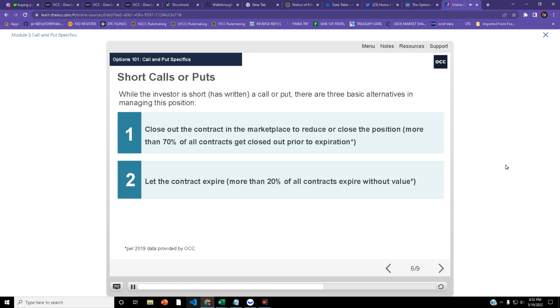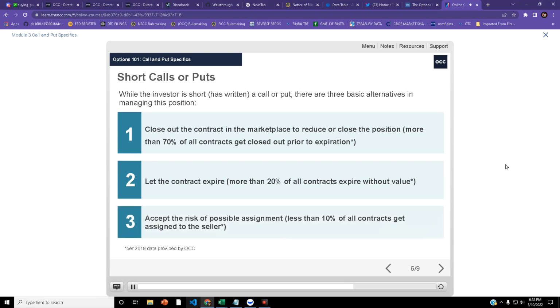Why is this a risk? If they are assigned unexpectedly, they will be making either a stock sale in the case of a short call or a stock purchase in the case of a short put that they might not have planned on. 3. Accepting the risk of possible assignment is the final alternative for the options writer.